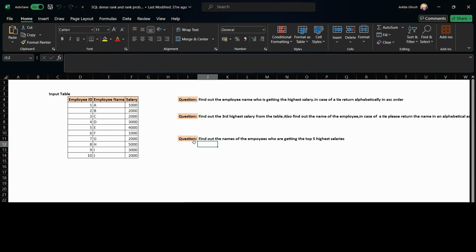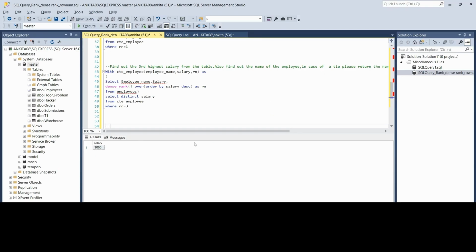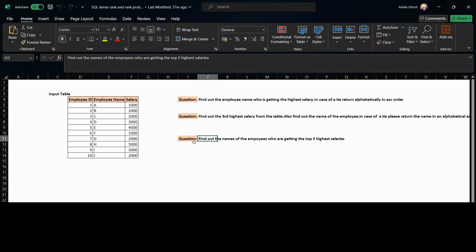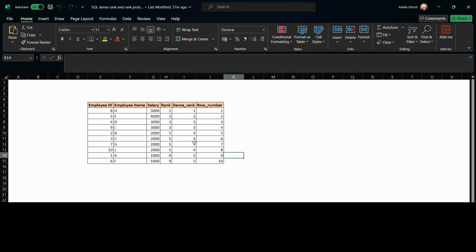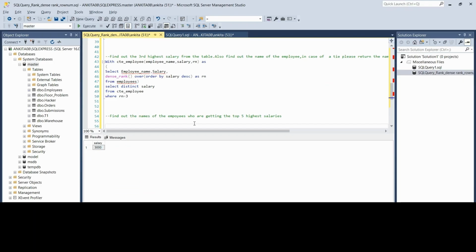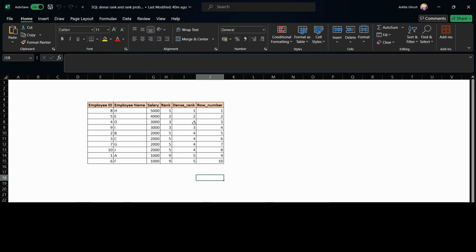So the next question is find out the names of the employees who are getting the top 5 highest salaries. Okay, so now what will be the answer? Let us go to this table. So the top 5 high salary receiving people are these. Now coming here, we have already copied the question here. Now can you tell me which one to use here? Yeah, I think all of you might have guessed it already. Here we have to use row number. Why is that? If you look at row number, 1, 2, 3, 4, 5, it's giving you the top 5 employees based on their salaries.